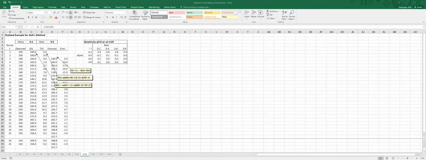So let me know when you're done with that, and we will go to summarizing. And again, you see here how you could create a sensitivity table at t equals 25 for different values of alpha and beta. You could do a lot of combinations, and you will see how sensitive they are and what the deviations would be.